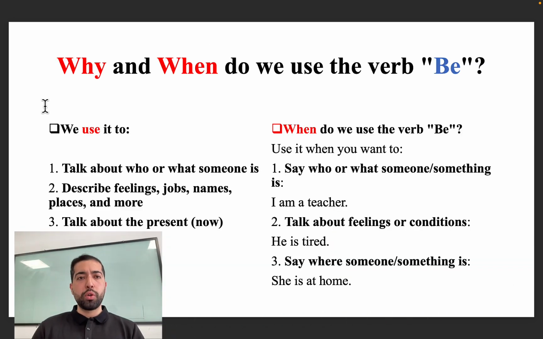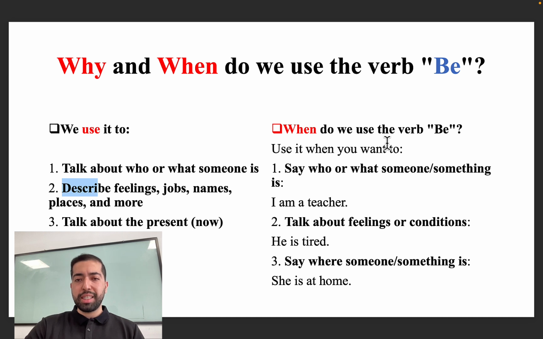Okay, let's move forward and talk about why and when do we use the verb to be. So, we use it in order to talk about who or what someone is, whether it can be job or the person. We can describe feelings, jobs, names, places, and more. Or we can talk about the present, which is going to be now, with using to be or be.